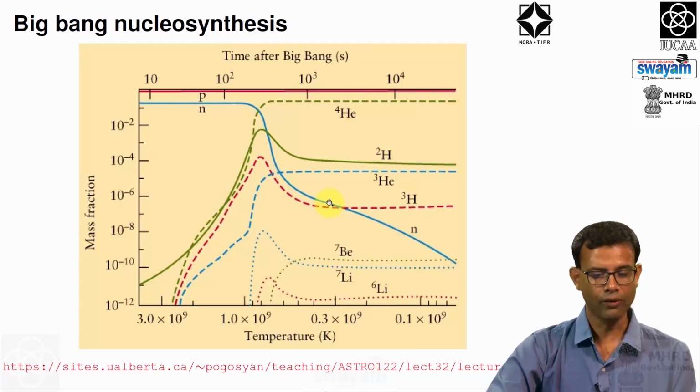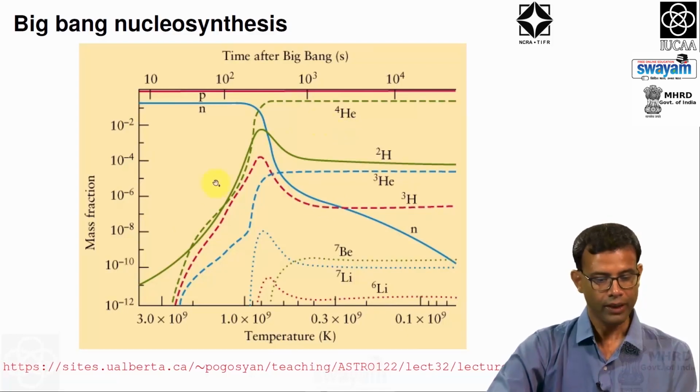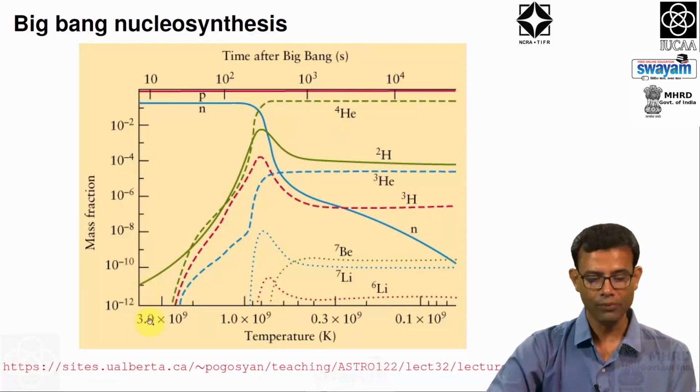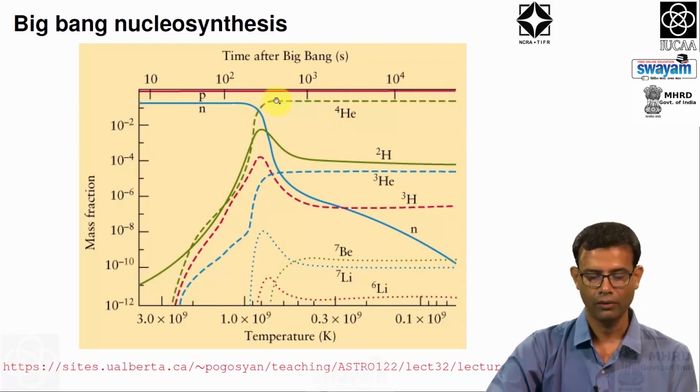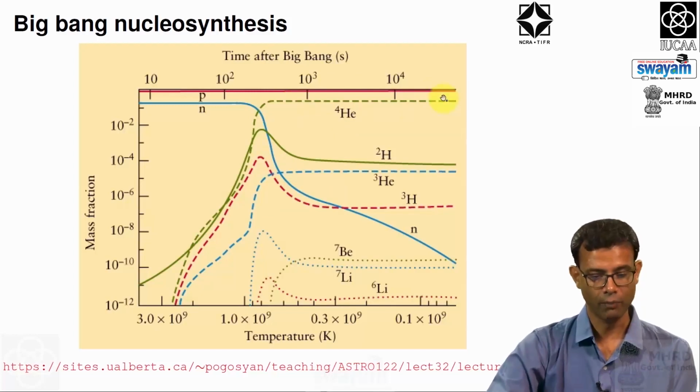Now, what about, for example, helium? Helium at early times, there is no helium because it is not possible to form helium. Then at some point you start forming helium, and then it achieves a stable value which is somewhere around the 25% which we are talking about.